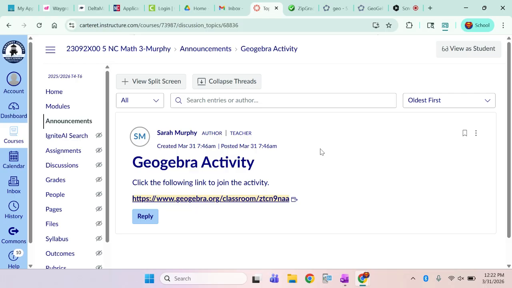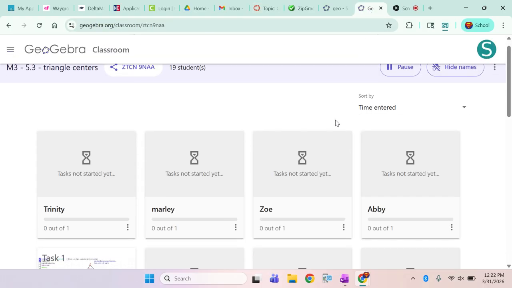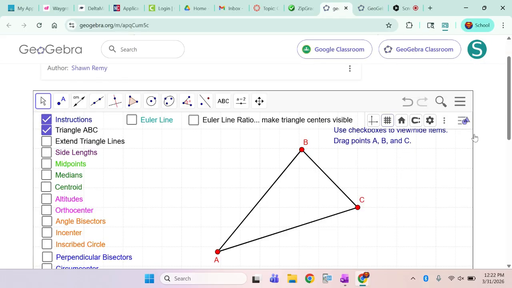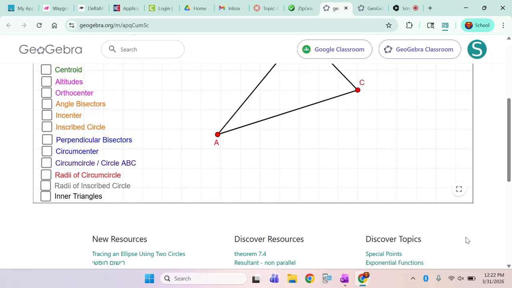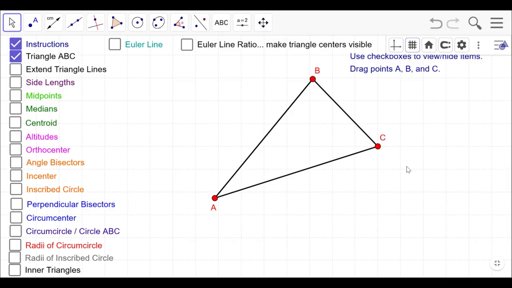All right. So what I expect you guys to do is, as I'm doing this, you need to be doing it as well to make your own discoveries. So here's how you're going to use this. All right, I'm on full screen on my end. I recommend that too, so you don't have to worry about unclicking things. Now, I would unclick the one that says inner triangles at the bottom.